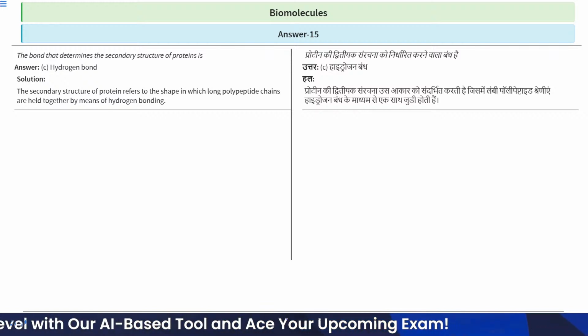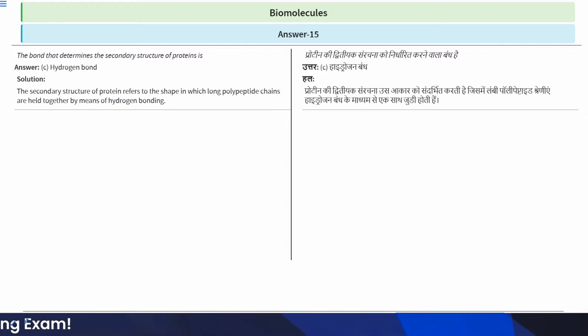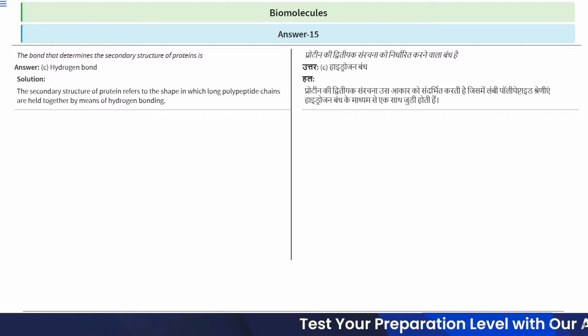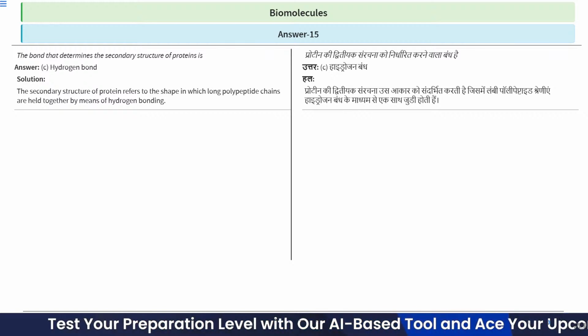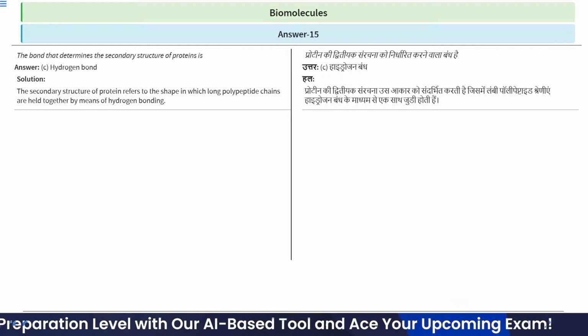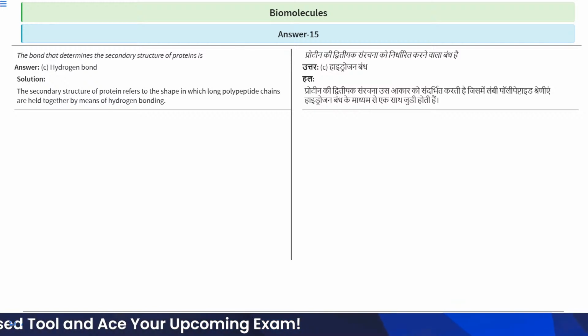Between them, strong hydrogen bonding is present. That is why the long polypeptide chains are held together in the shape of the protein in the secondary structure. So, which bond determines the secondary structure of the protein? Correct answer is option C, that is hydrogen bond. Let's move on to the next question.